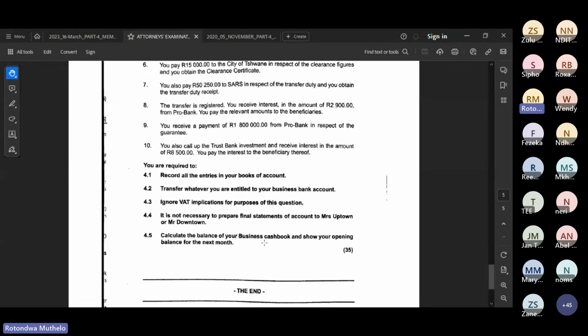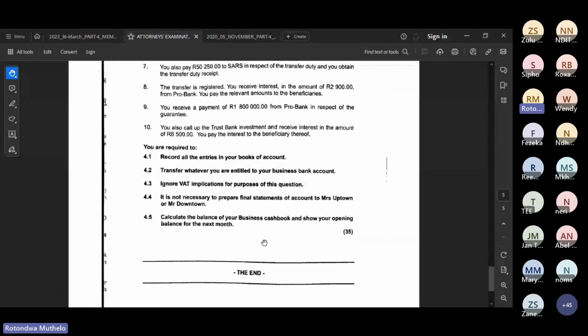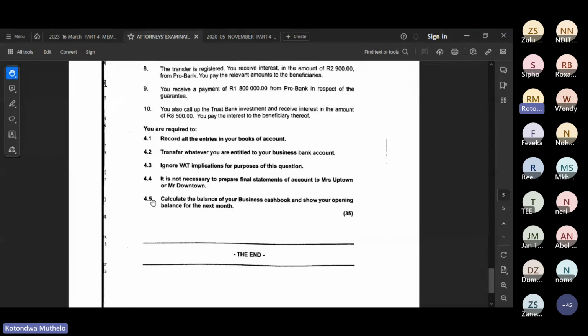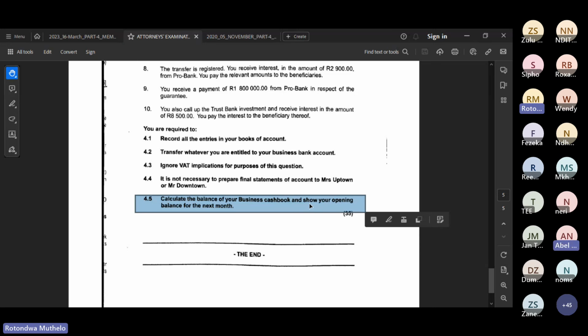There's another question here, 4.5, guys. For this 4.5, you do exactly what we did under question 3 when we calculated the balances. This is what they required you to do, the exact same thing. I've seen this trend. They're trying to mix bank reconciliation and conveyancing into one thing. So you should be mindful of that.